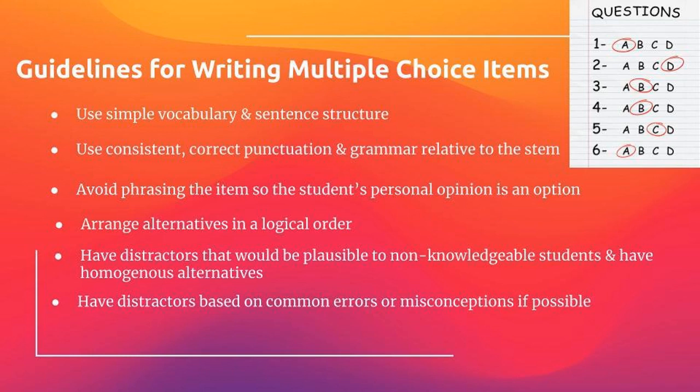Have distractors that would be plausible to non-knowledgeable students and have homogeneous alternatives. And so what that means is that if someone doesn't completely understand something, they will choose that wrong answer. And that's going to give you a heads up on where their head's at. And then have distractors based on common errors or misconceptions if possible.